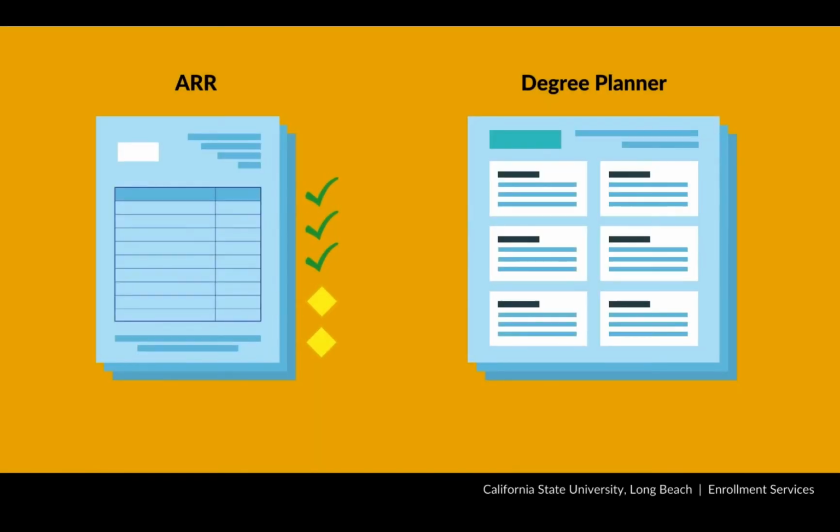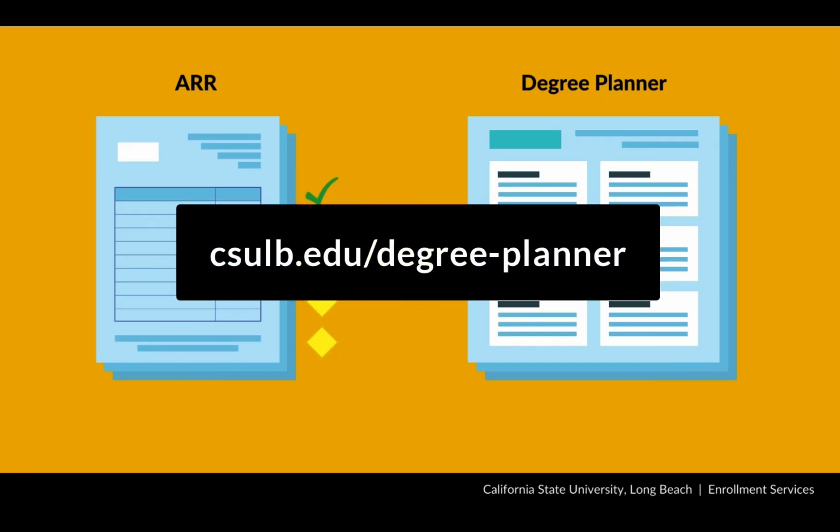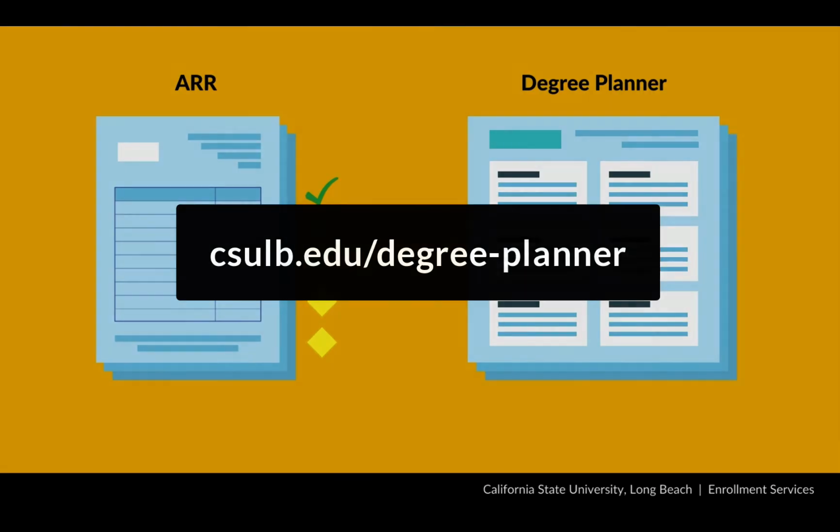The information in your ARR is really helpful as you plan which classes you want to take each semester. You can use your ARR when working with your degree planner, which is a personal planning tool you can use with your advisor to plan ahead for future semesters. To learn more about Degree Planner, visit csulb.edu/degreeplanner.